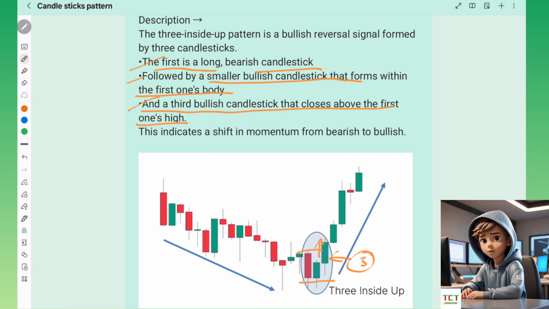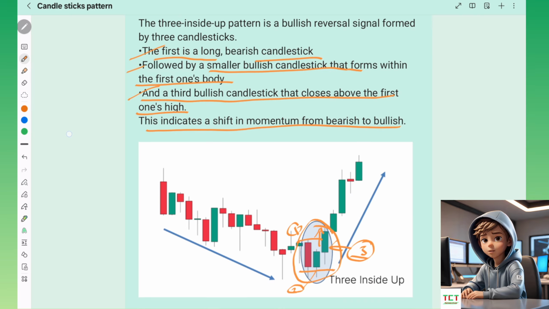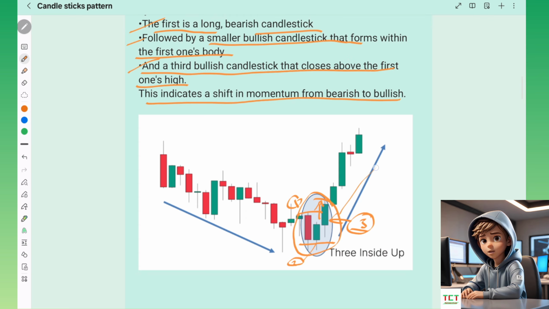The 3 inside up pattern is a bullish reversal signal formed by 3 candlesticks. The first is a long bearish candlestick, followed by a smaller bullish candlestick that forms within the first one's body, and a third bullish candlestick that closes above the first one's high. This indicates a clear shift in momentum from bearish to bullish. It's like a gradual takeover by the bulls. First candle, sellers dominate. Second candle, buyers start entering but cautiously. Third candle, buyers take full control.